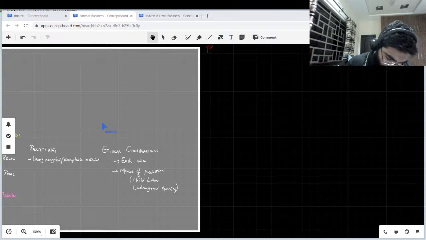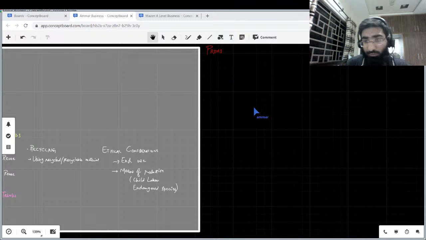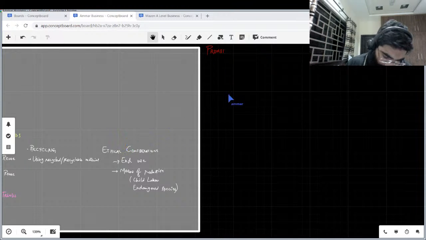So promotion is when you are communicating a message to create a favorable opinion about your product or your business. Again, promotion is all communication that you engage in with consumers. So first of all, it is communication. Second thing is that it is to engage consumers.